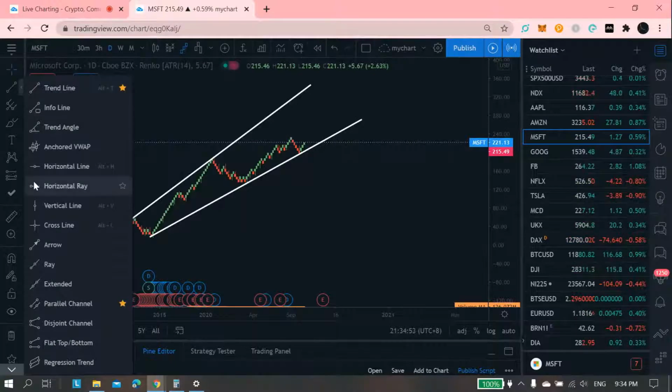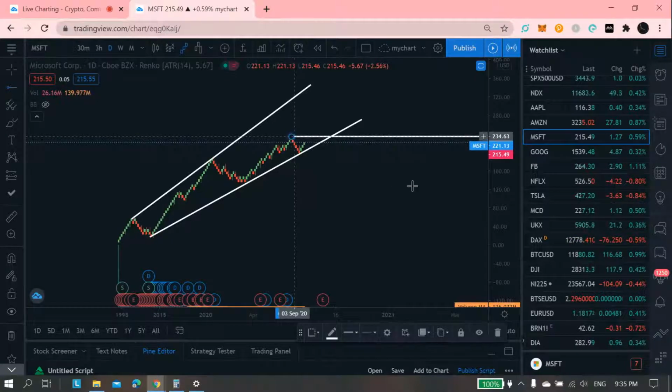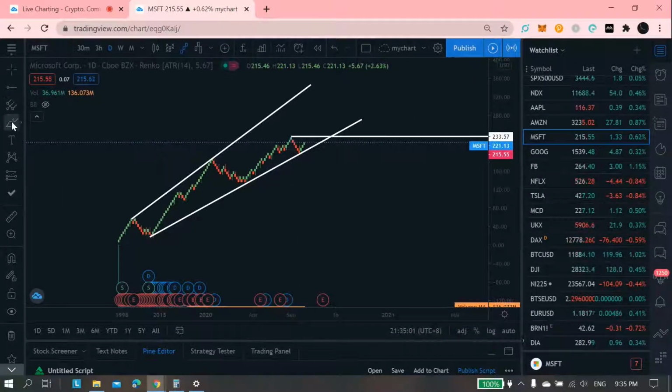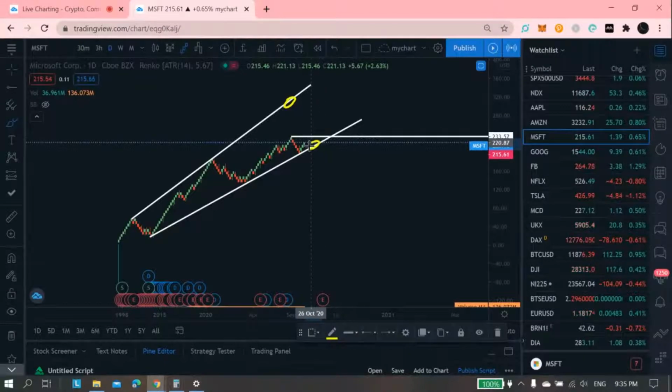Microsoft. But of course, the resistance I'm looking at currently is the previous all-time high of around 233. If it breaks that level, possibly a new all-time high, and depending on where these Renko bars retest this area, I'm looking at around the 300 area here. And of course, the support I'm looking at is this area. This is the strong support I'm looking at.